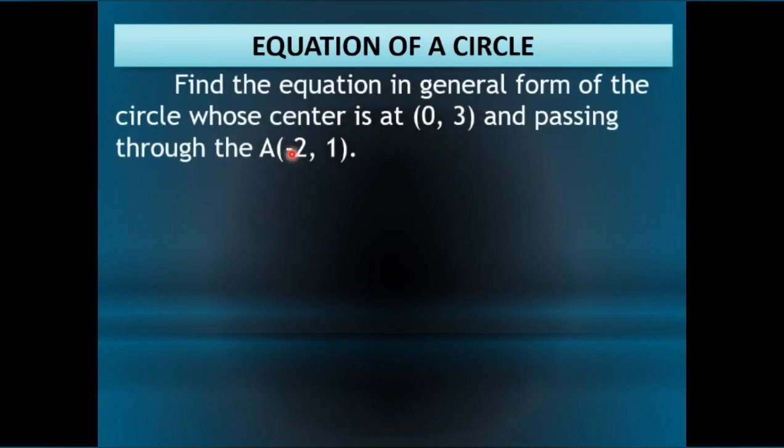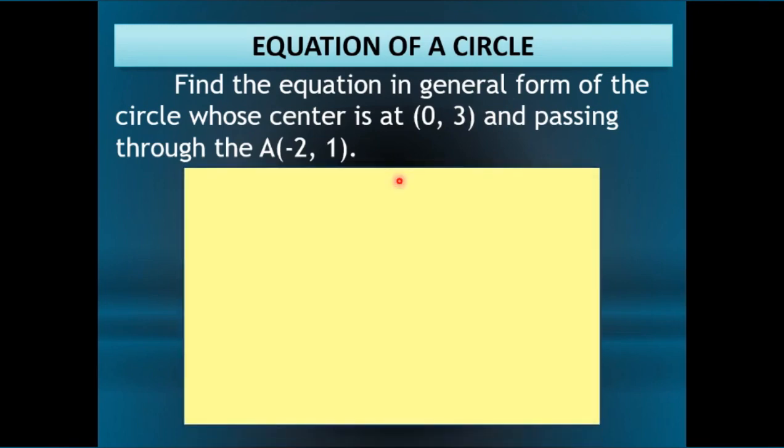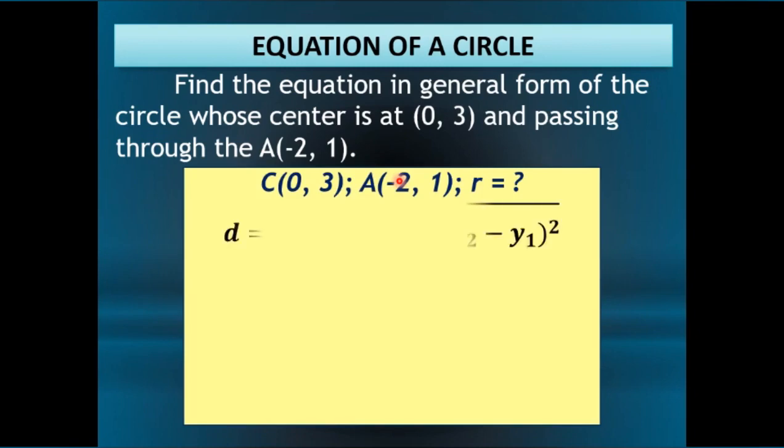Another example. Let us find the equation in general form of the circle whose center is at 0, 3 and passing through the point A, -2, 1. So as you have noticed, we don't have yet the length of the radius, but instead we have 2 given points. So what are we going to do given the center and our point A? In finding the radius, we will be using the distance formula.